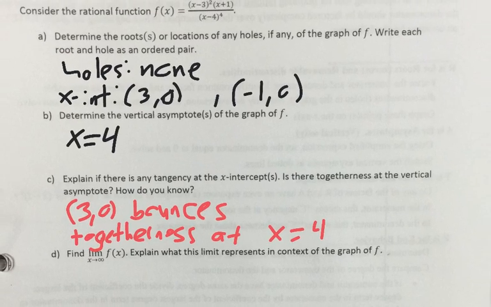Okay, end behavior. So I'm looking at the degree of the numerator and the degree of the denominator. What's the degree of the numerator? 3. Is everybody good with that? If I distribute that out, there's an x squared and an x to the first, that's an x to the third. What's the degree of the denominator? 4. So the degree of the numerator is less than the degree of the denominator. So that means in the end behavior, there's a horizontal asymptote at y equals 0.